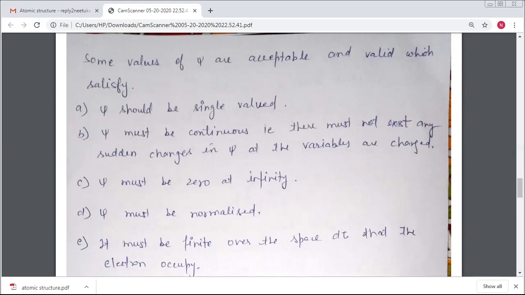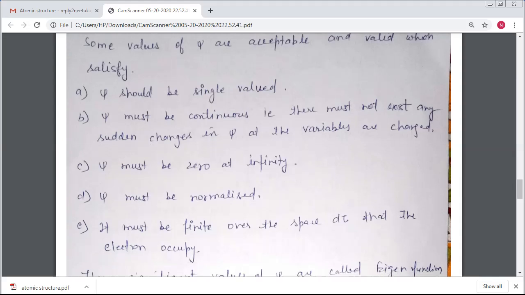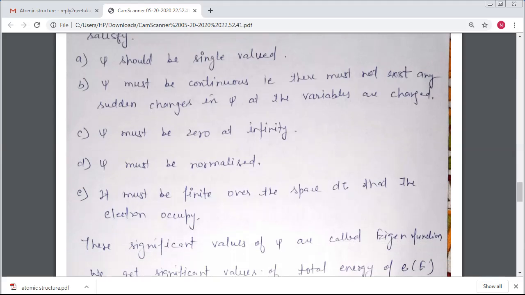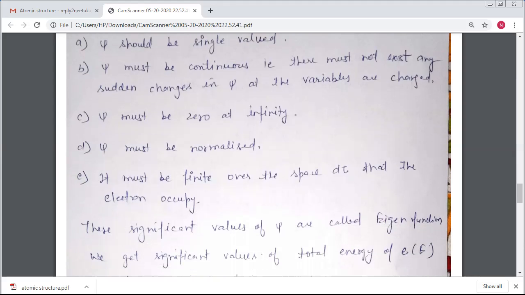acceptable values of the psi, or we can say the valid values, which satisfy these conditions: psi should be single valued, psi must be continuous, and there must not exist any sudden change in psi at the variable of the change. The psi must be zero at infinity, and psi must be normalized. It must be finite over the space that the electron occupies.